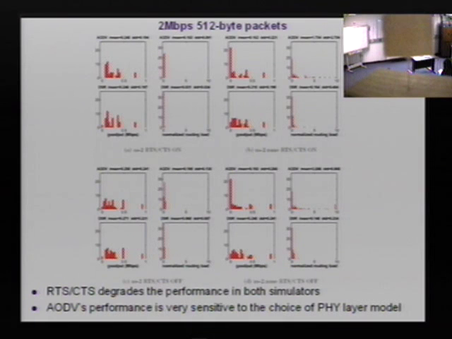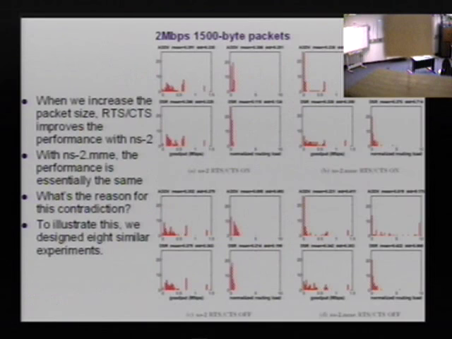So this was with 512 byte packets. To see if RTS, CTS are compared with bigger packets, we increase the packet size. So now we see that with NS2, RTS, CTS is actually improving the performance, because when we increase the packet size, we actually are decreasing the overhead of RTS, CTS. So we see this improvement. However, there is still improvement, and actually there is no improvement with DSR. It's not easy to observe any difference between RTS, CTS off and on.